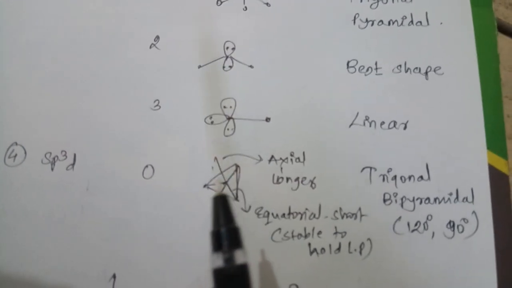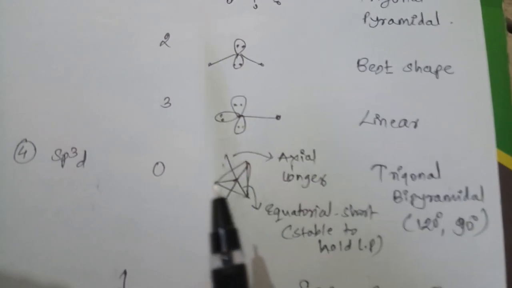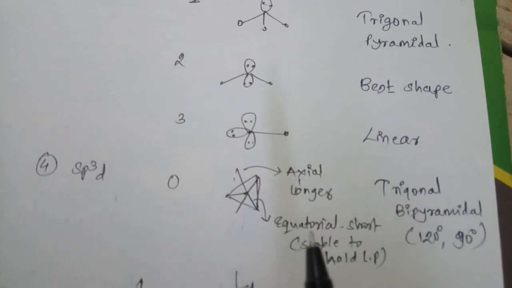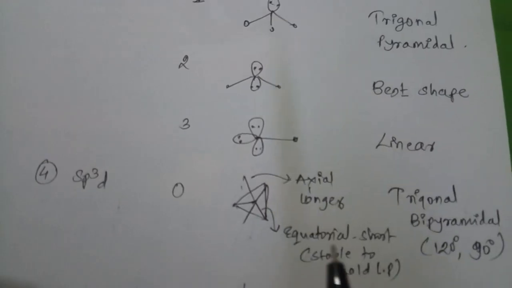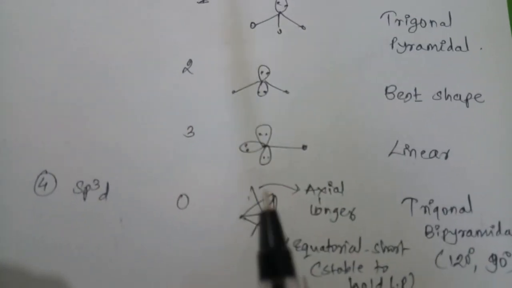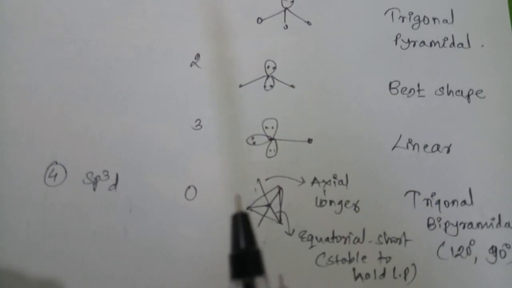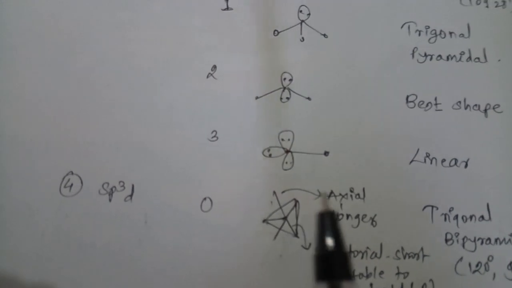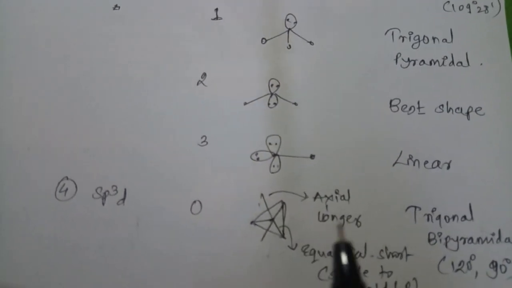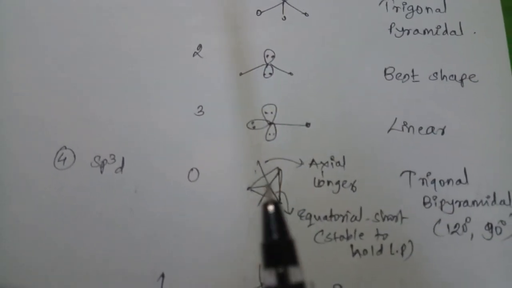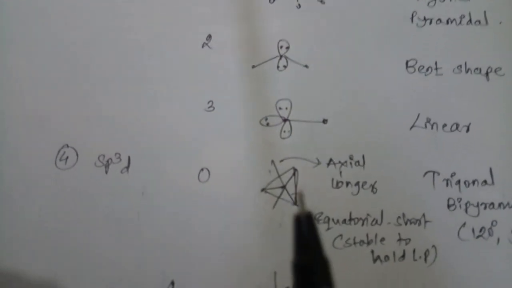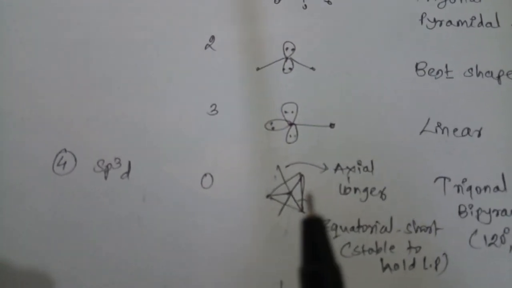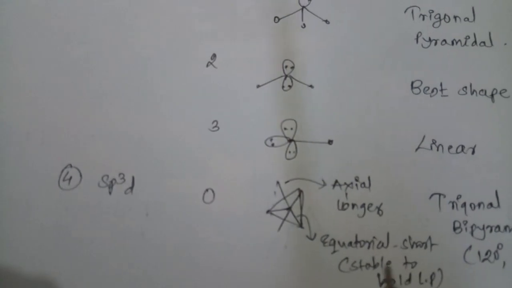Inside this trigonal shape, these three bonds are there. These three bonds are called the equatorial bonds, and these two long bonds are axial bonds. It comes outside, so this one and this one are the axial bonds. These both bonds are longer bonds, and these three are the shorter bonds, and these three equatorial bonds are stable to hold the lone pair of electrons.